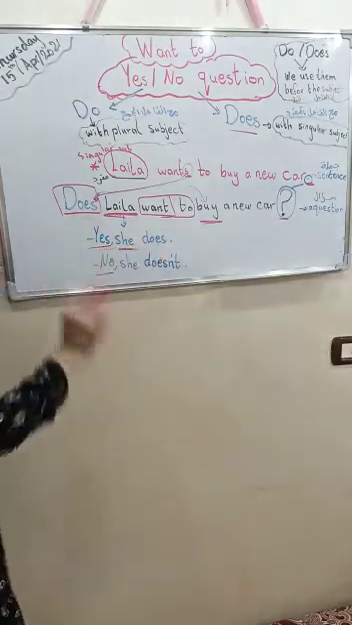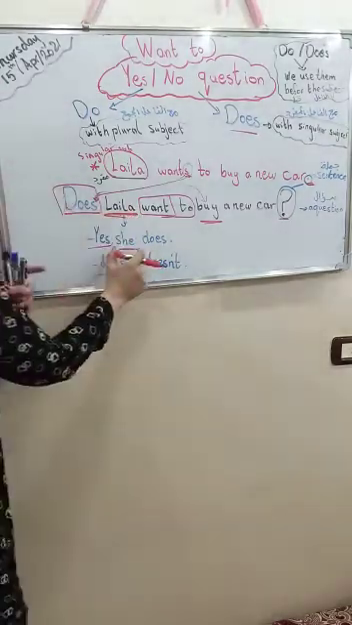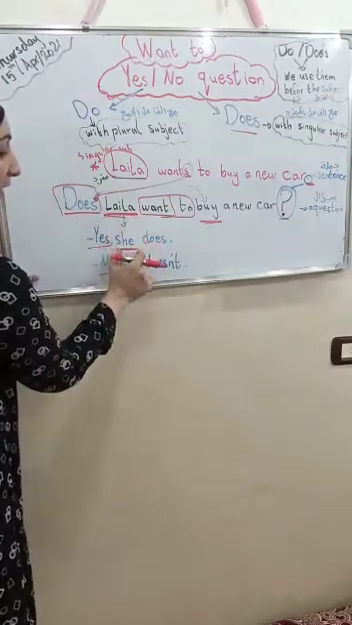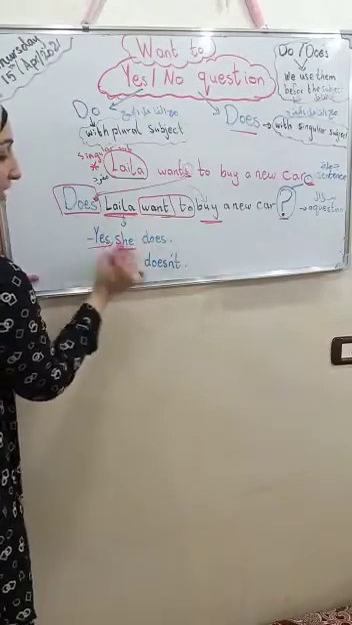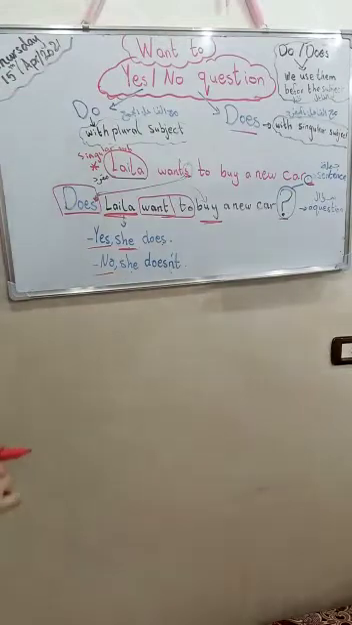So you have to write the suitable pronoun for this noun. الضمير المناسب لهذا الاسم. الضمير المناسب لليلى اللي هو she. Yes, she does. Or no, she doesn't. With no, you have to use doesn't, the negative form of does.